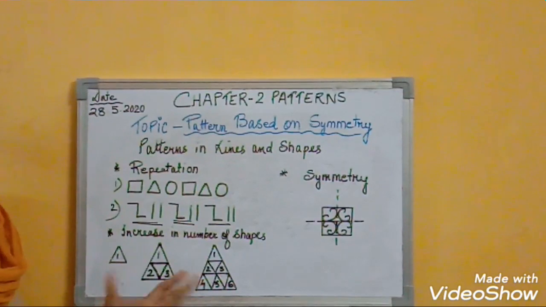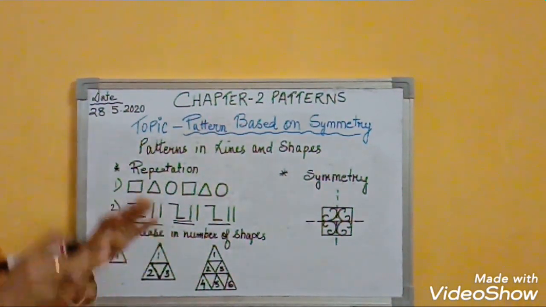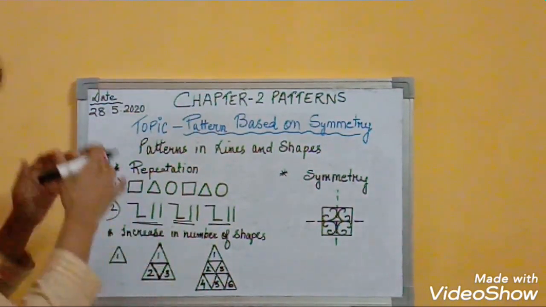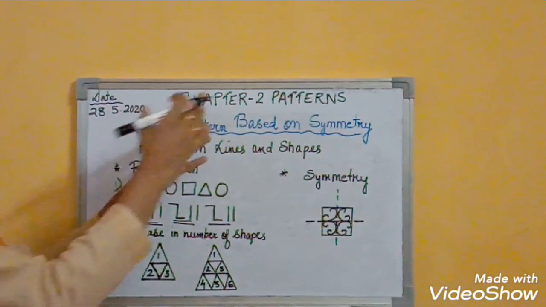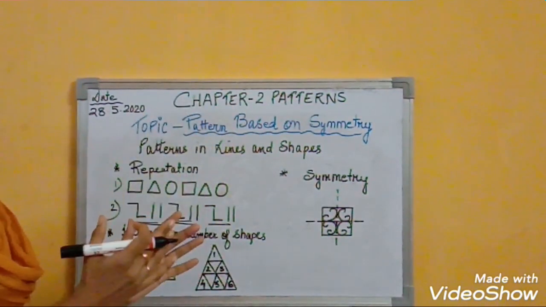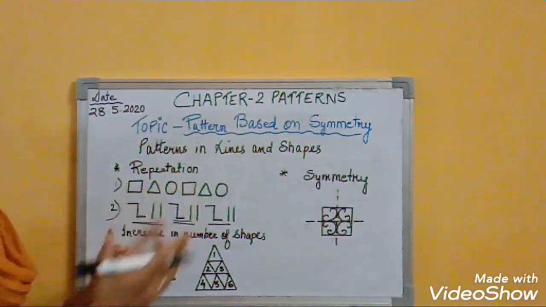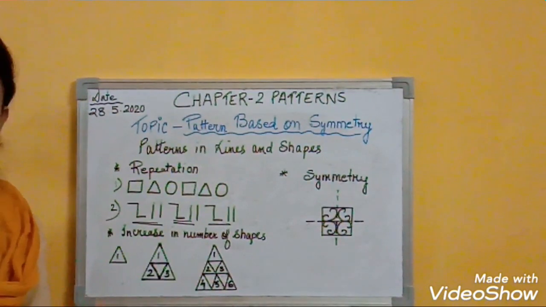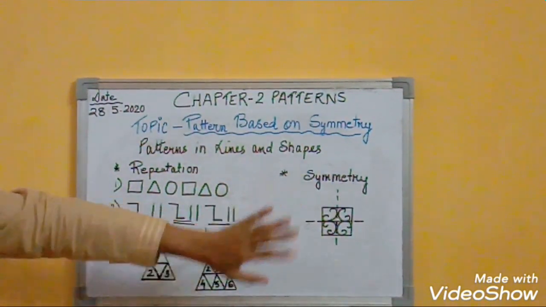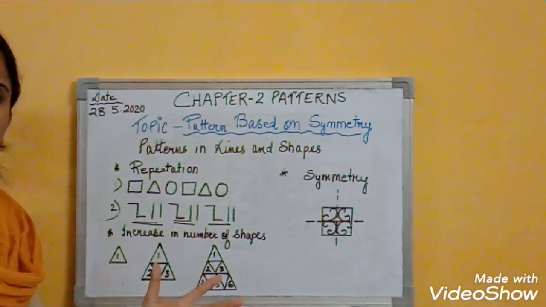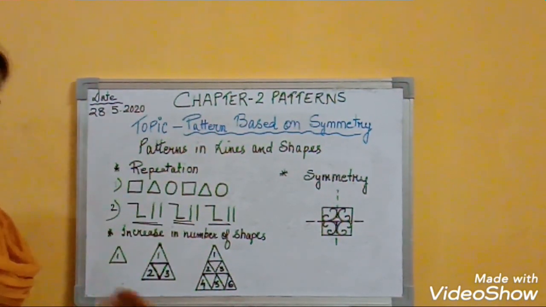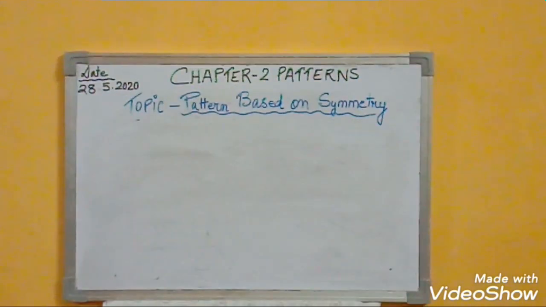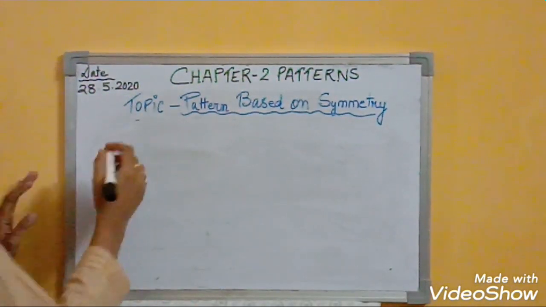Okay. So a pattern can be seen, or created, by repetitions, by increasing the number of shapes, or in a symmetrical way. Pattern based on symmetry. Okay. So next we will learn about number patterns. What are number patterns? Now, number patterns.